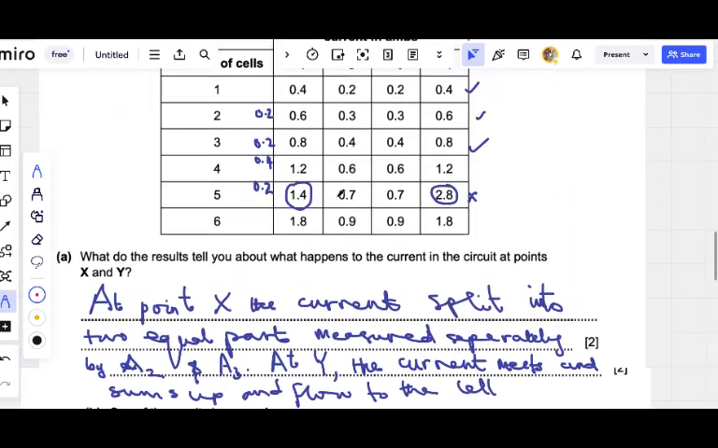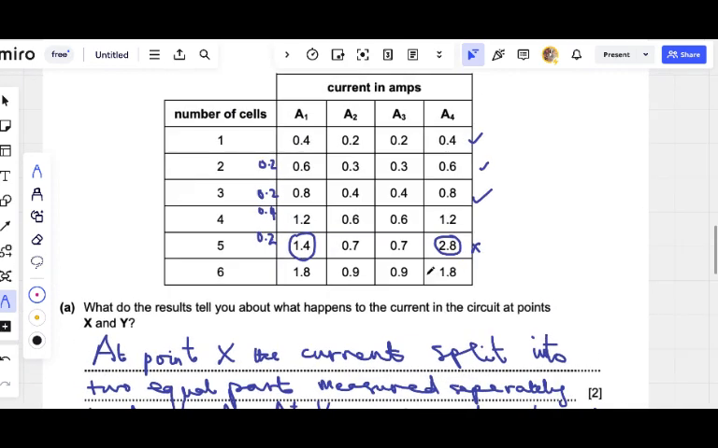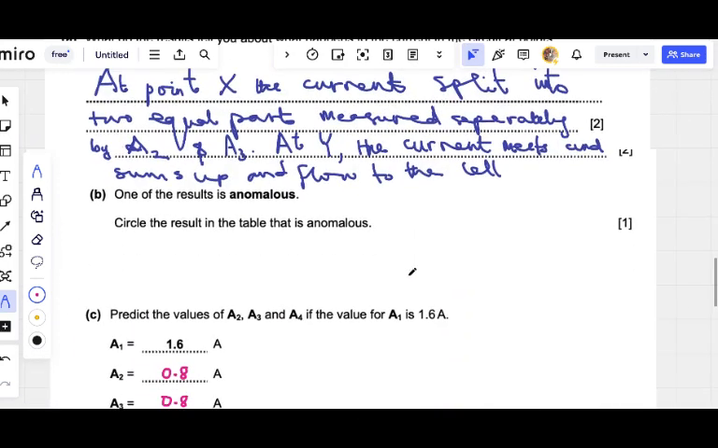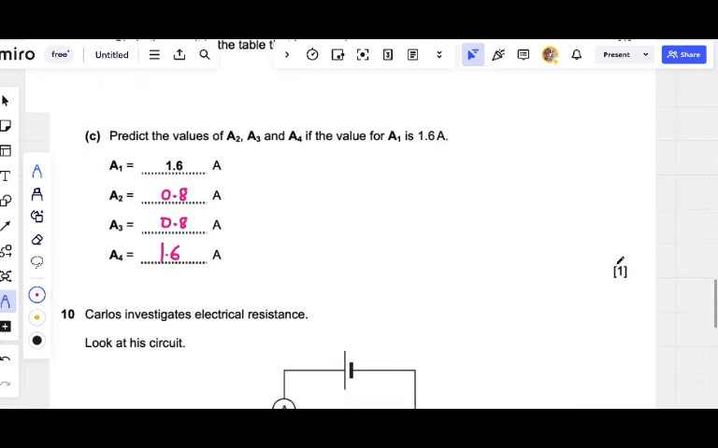So this one was easy to note. Why? Because you already know the pattern. If they give you 1.8, A1, A4 will also be what? 1.8. Then half of it is A2 and the other half is A3. So that's what we did here. If they give you the value of A1, it will be the same value as A4 after the current meets up. At the junction X where it splits, half of it flows in that branch, and the other half flows in the bottom branch. So this is it. We get this one, you get another 1 mark.